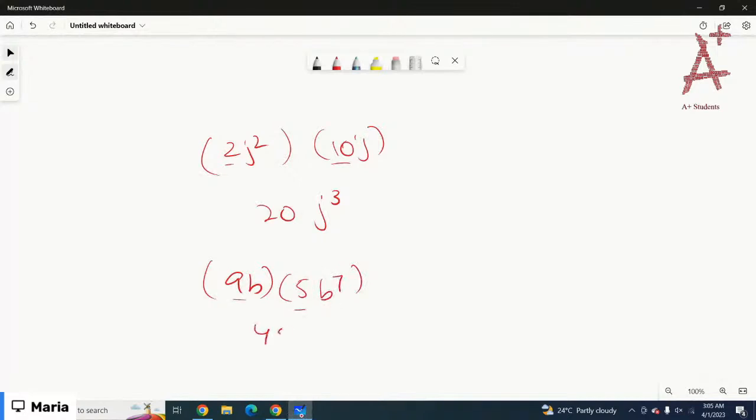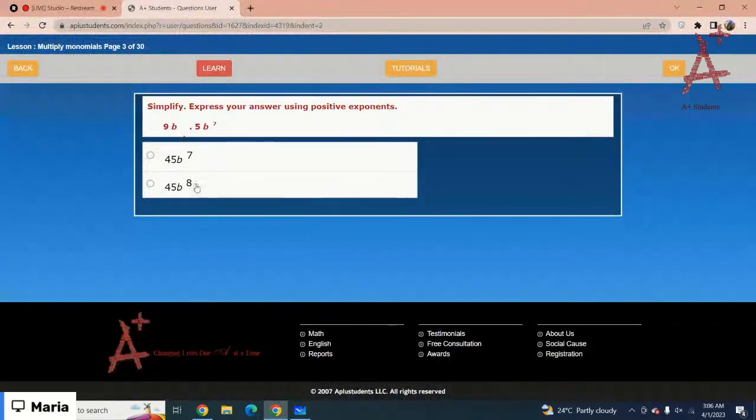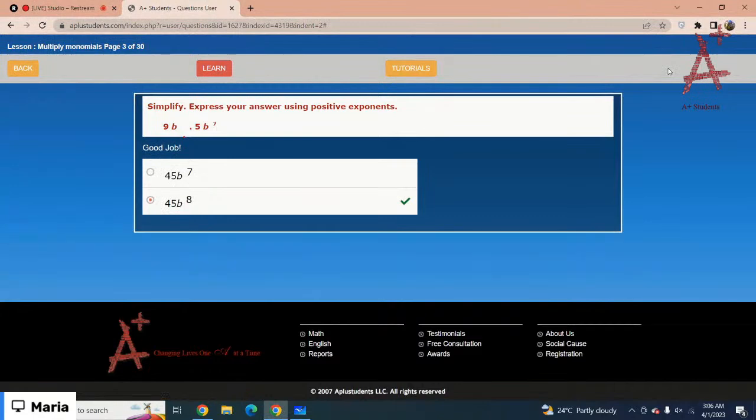9 times 5 is 45, and b7 times b1. So basically when we are multiplying the variables, we are adding their exponents. Got it? Like for this one, you have b7 and b1. So you are adding the exponents. Here you have 7 and here you have 1. So it would be b to the power 7 plus 1, that would be b8. So it is 45b8. Got it? So the correct option is 45b8. Just select the correct option and click on the OK button.